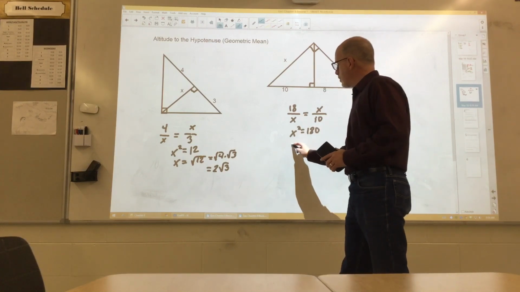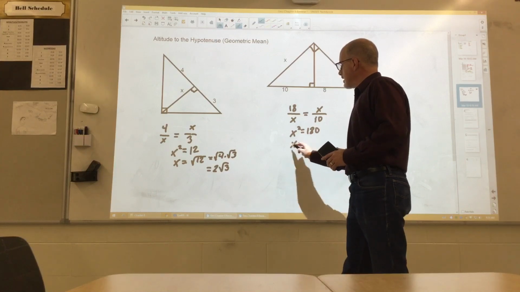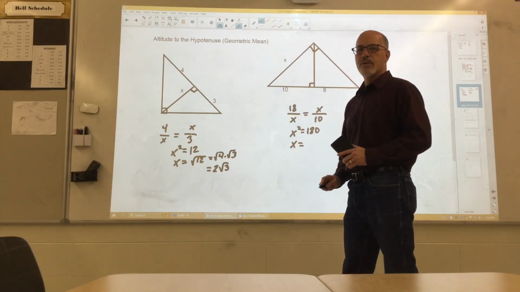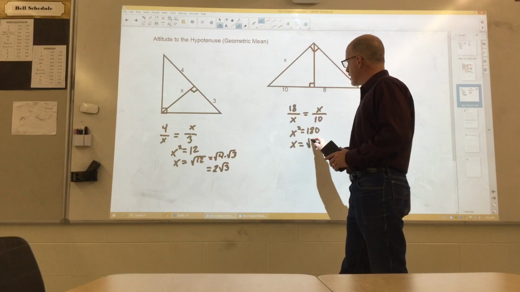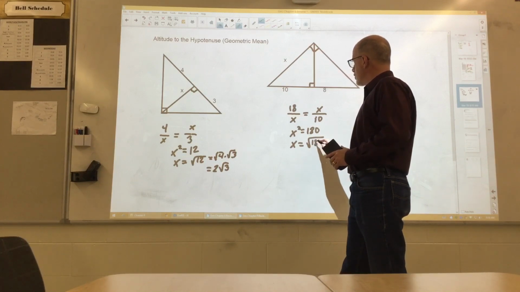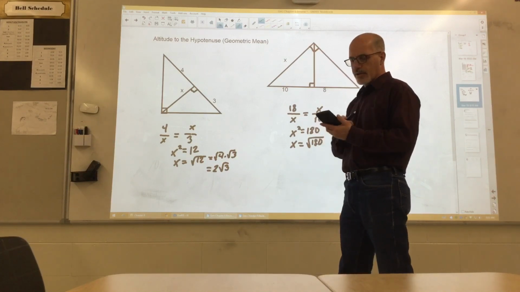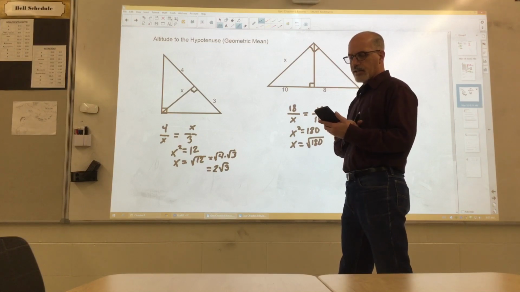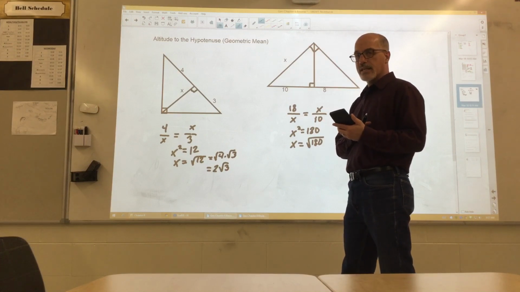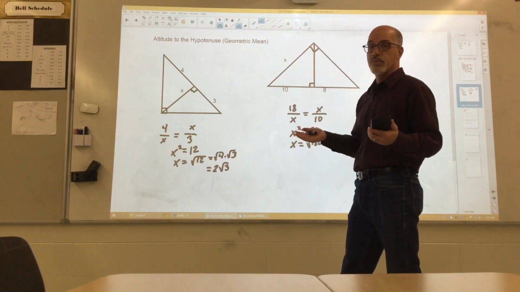Take the square root of both sides, and let's say this time I say round it to the nearest tenth. You would then just do square root of 180 on your calculator. So I'm going to do that, square root of 180. And I would get 13.416, so I'd say about 13.4.